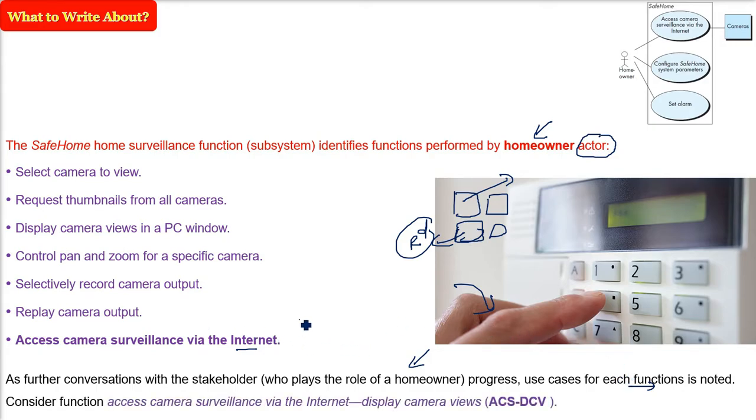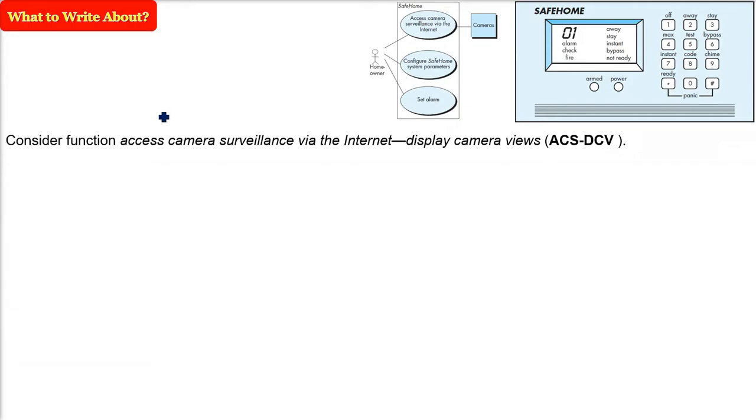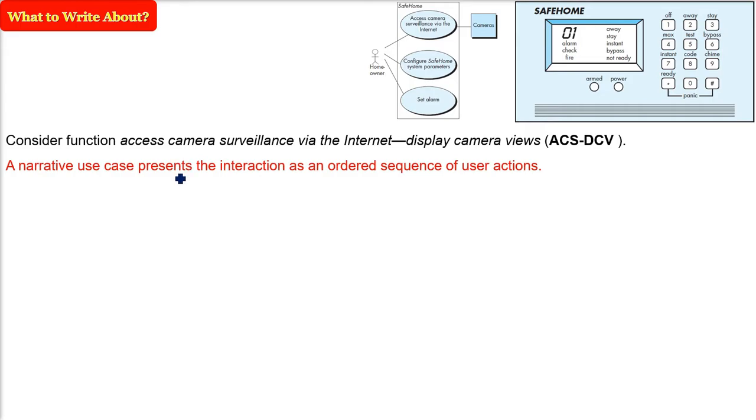Let us take an example of the last one, from these different identified functions: access camera surveillance via the internet. Now let us say we are going to make the use case for this function. Let us name it ACS-DCV, ACS for access camera surveillance, and DCV for display camera views. So this is the function we are talking about, and we are going to make a use case out of it. Now we'll have a conversation with the user.